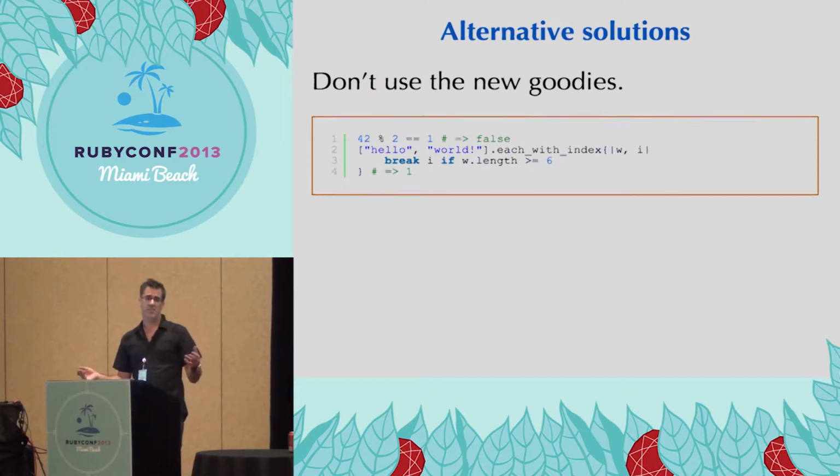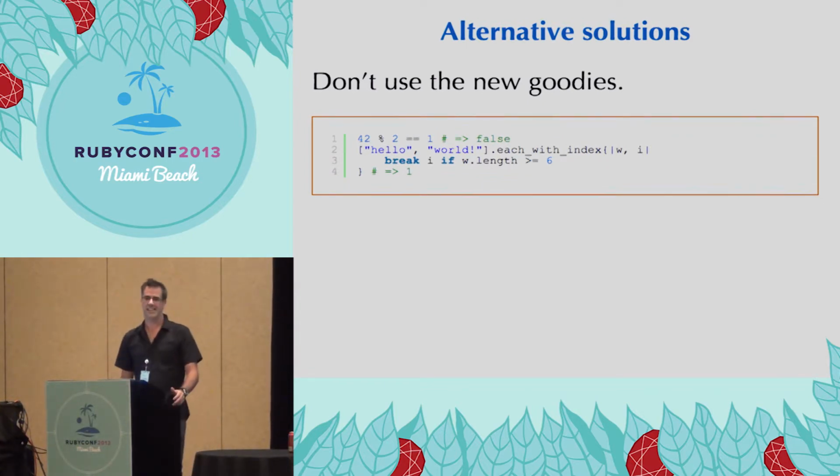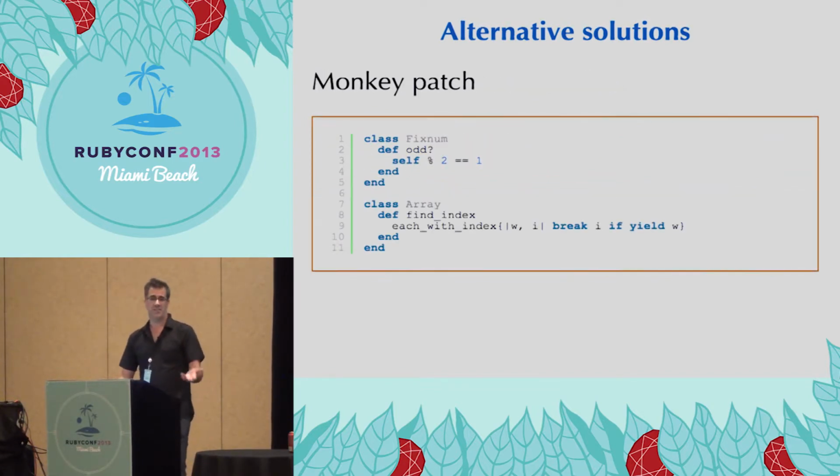Of course, another way is to just not use the new functions, and if you have a library that uses them, then don't use the library. But I was like, no, that's not the Ruby way. If there's a beautiful feature, I want to use it. So I did what you're not supposed to do. I monkey patched the basic classes to try to replicate the behavior. For instance, here I'm defining the odd? method for Fixnum and find_index for Array. And I did a couple of those for my first project.